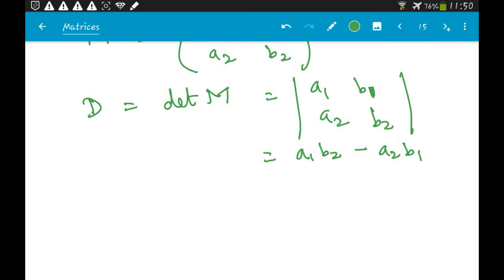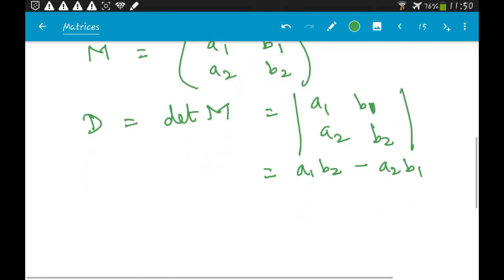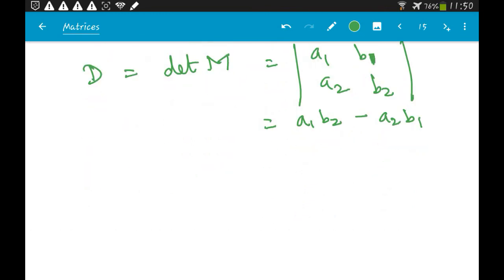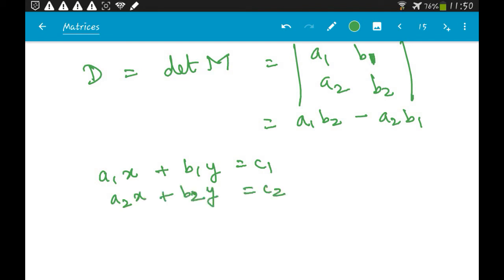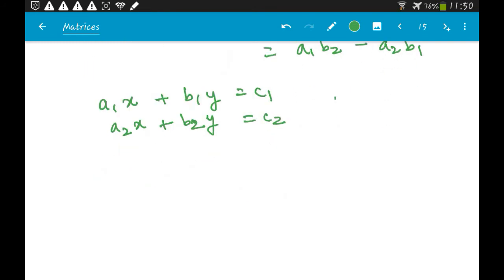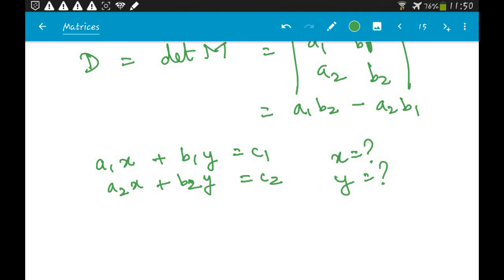Now the way to find the solutions, so let's write the equations again. Our equations were a1x plus b1y is equal to c1, a2x plus b2y is equal to c2. These are our equations, and we have to find solutions for x and y, right? So let's say our determinant was not 0. What it means is, let's say our a1b2 did not cancel out a2b1, because these are different. So we got some value for the determinant D.